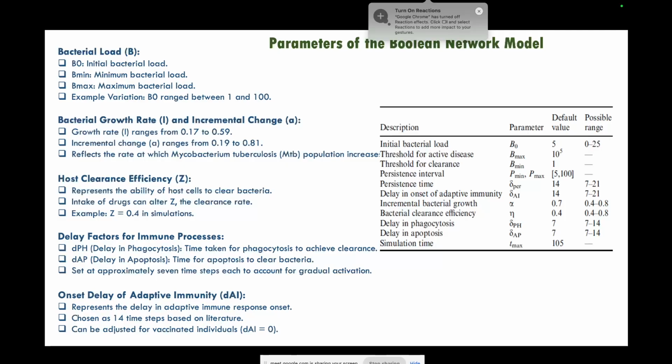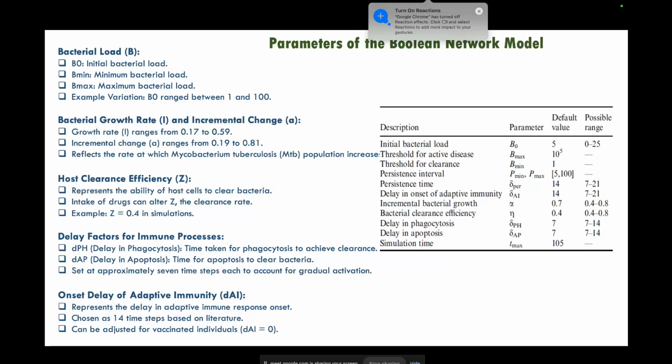Host clearance efficiency also plays a major factor. Then there are delay factors for immune responses, because obviously the body does not react on a fraction-of-a-second time scale. It takes a day or two to understand what the infection is, and then it deploys its actual immune response. Also there is the onset delay of adaptive immunity.